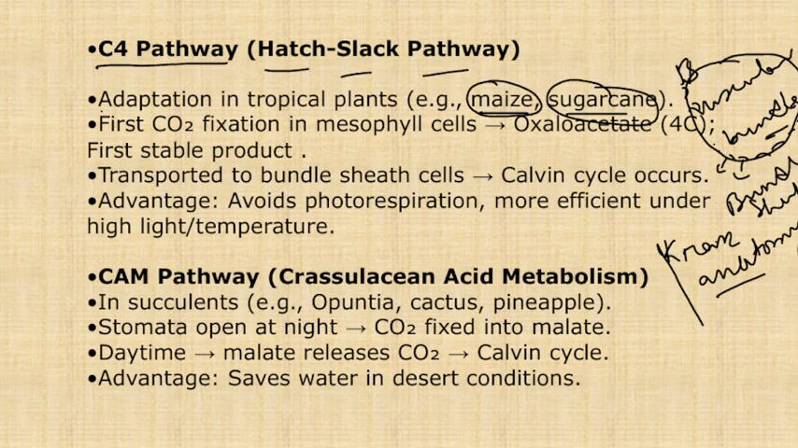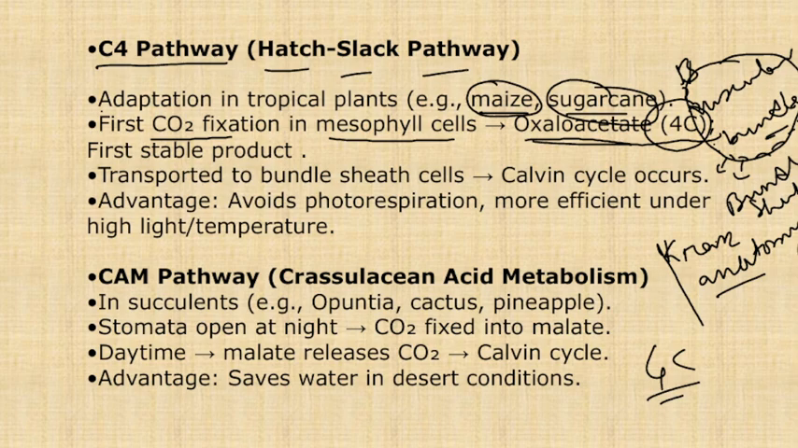So the first CO2 fixation occurs in mesophyll cells, and it is fixed in the form of oxaloacetic acid, which is a 4-carbon product. So the first stable product is a 4-carbon product, that's why we call it the C4 pathway. The oxaloacetic acid formed then goes to the bundle sheath cells, where the Calvin cycle will take place.